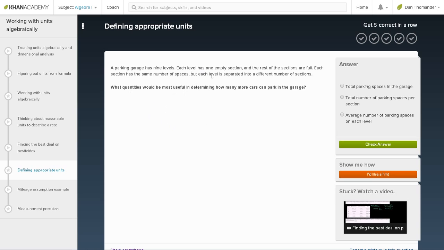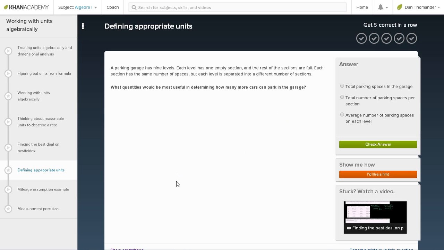So a parking garage has 9 levels. Each level has one empty section, and the rest of the sections are full. Each section has the same number of spaces, but each level is separated into a different number of sections. What quantities would be most useful in determining how many more cars can park in the garage?